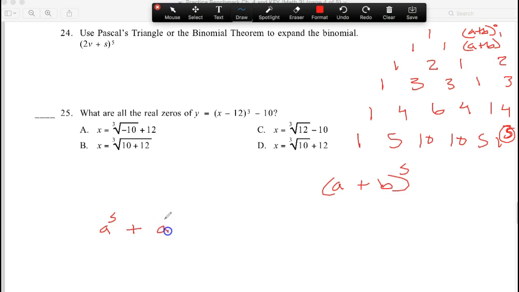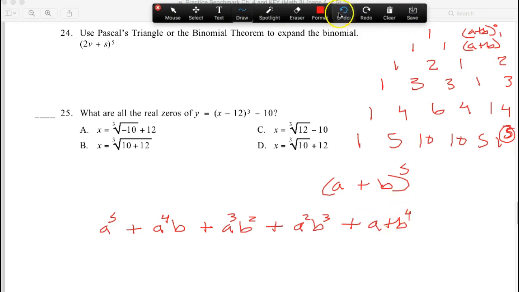Then next, you would go a to the 5th, b to the 4th. Excuse me, I lied. b to the 1st. I lied again. Let's try that again. You would go a to the 4th, you depress this one, and b to the 1st. So these add together to be 5. Then you take that down 1, you go a cubed, b squared, take that up 1. These still add up to be 5. Take that down 1, that up 1. a squared, b cubed. These still add up to be 5. Down 1, up 1. a to the 1st, b to the 4th. These still add up to be 5. I am sorry, I meant b to the 4th.